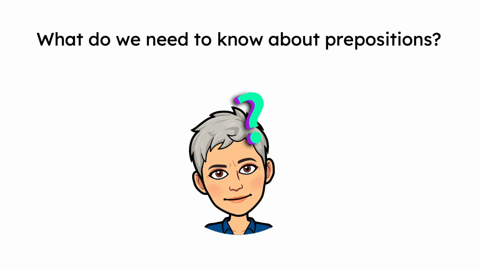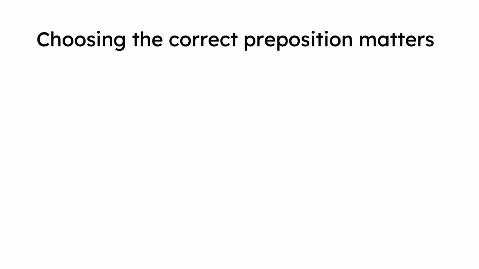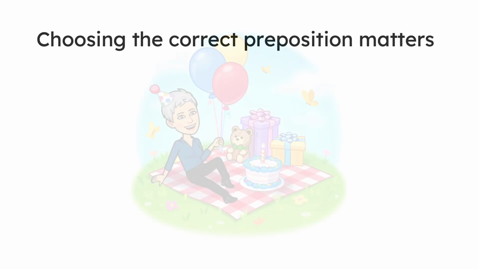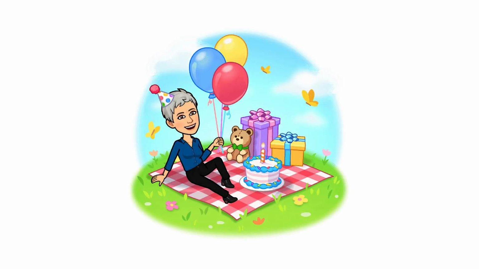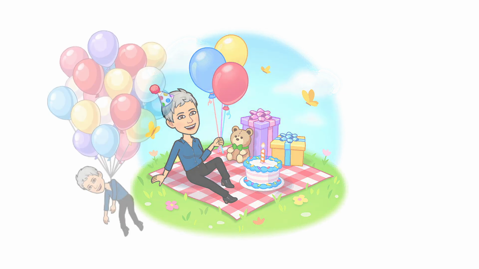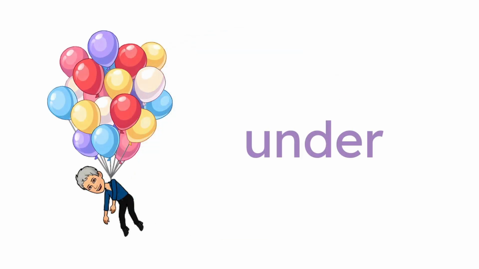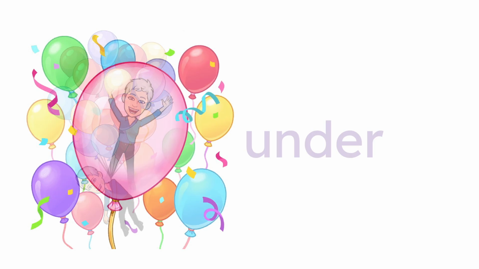What do we need to know about prepositions? I've got a few things to tell you. First, choosing the correct preposition matters. Here's an easy example. Here I am at a party with balloons. What preposition goes with this picture? Under. I am under the balloons.